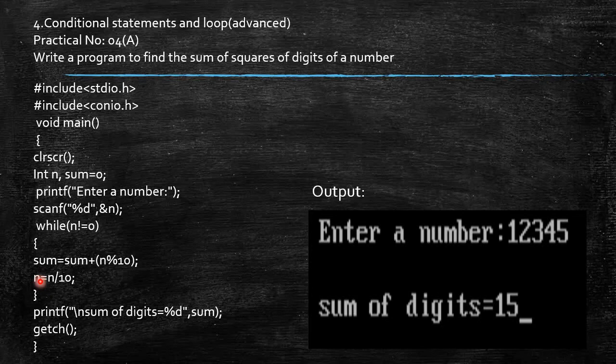Basically, students, over here it is doing the sum of the square of its digits, and that answer gets stored within my sum variable. Over here you can see I have entered the number 1, 2, 3, 4, 5. It is adding these digits and I am getting the sum of its digits, that is the number 15. Now I will move towards the next program.